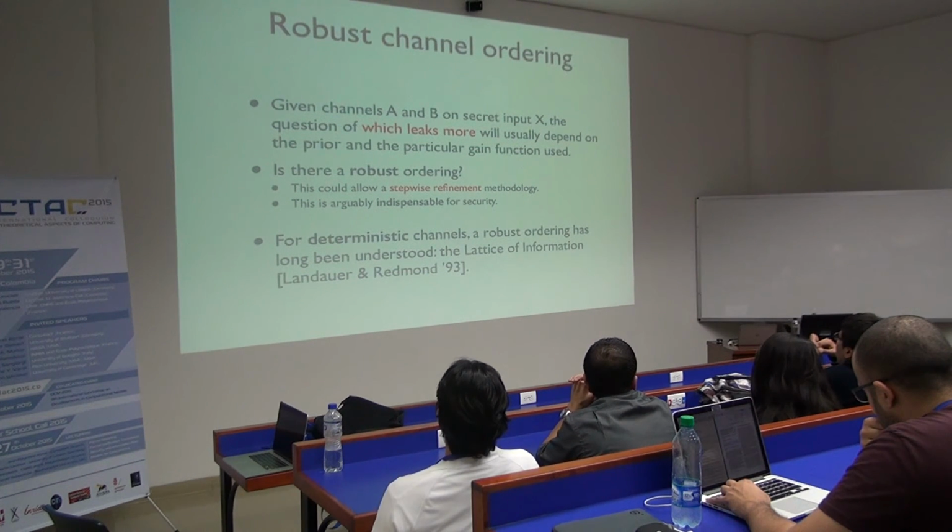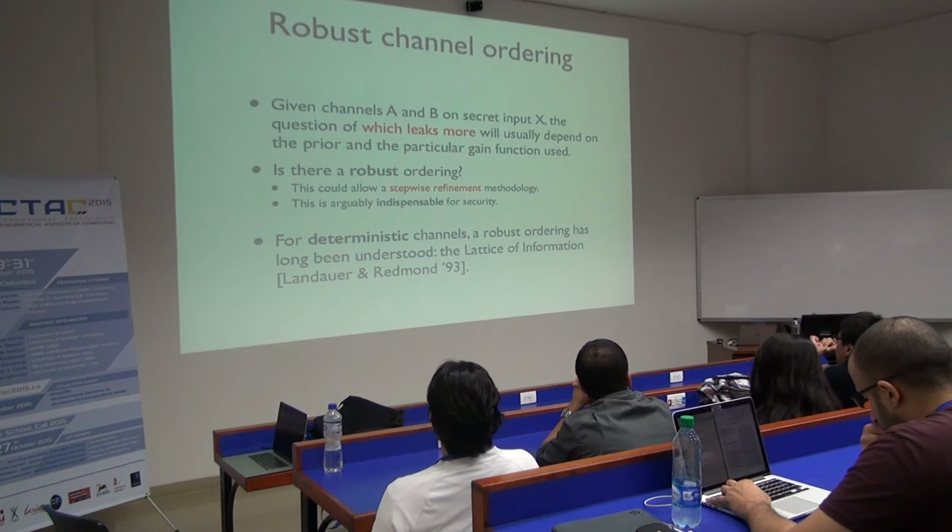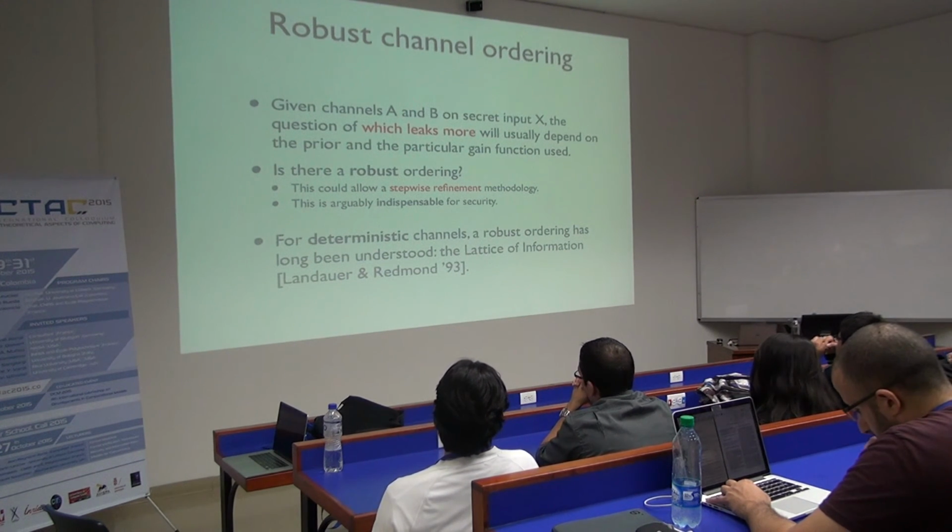So the question is, is there a robust ordering? What can we say about robust? So is there an ordering that will guarantee that no matter what prior or what gain function I'm using, this will be safe, all right?